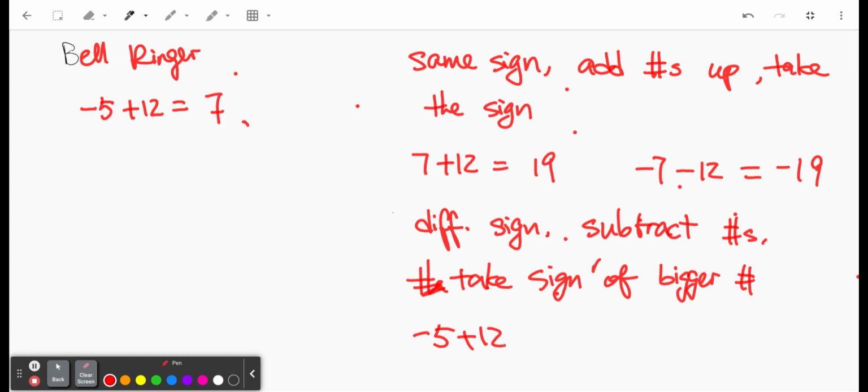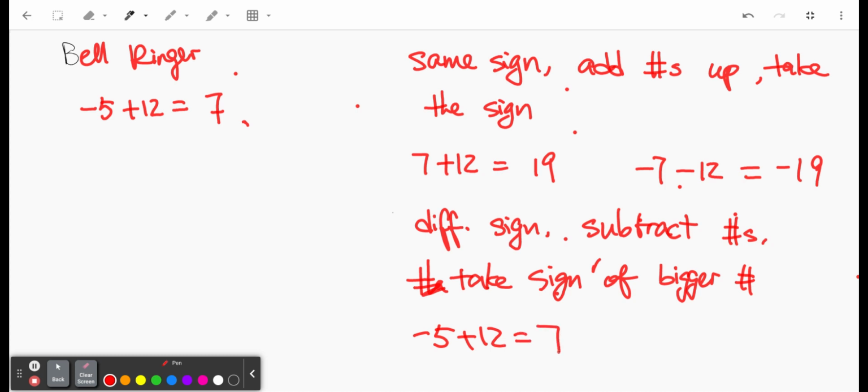Different sign, what? Subtract the number. So we subtract one number from one number? Yes, 5 and 12, and what's the answer? 7. And then you have to take the sign of the bigger number. Which number is bigger? 12. So our answer will be +7, okay?